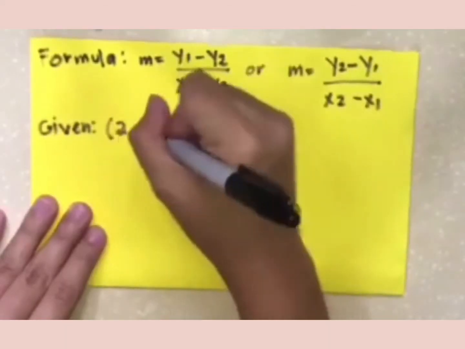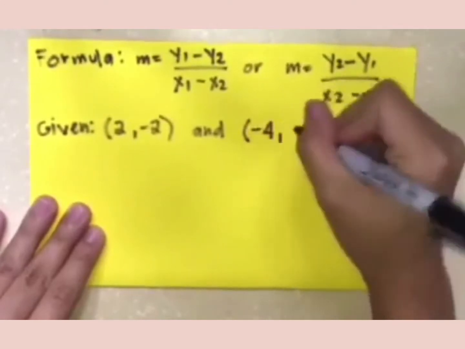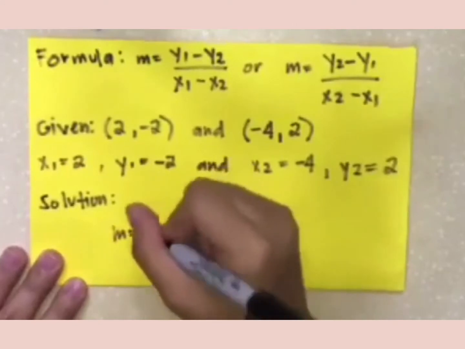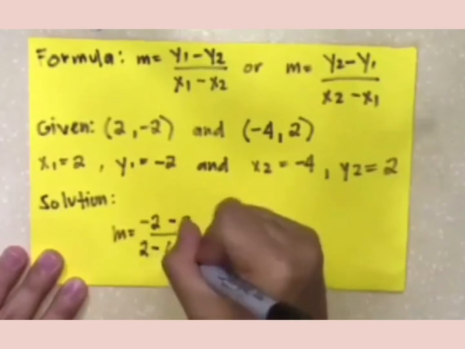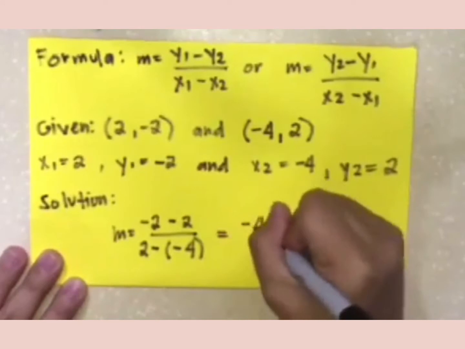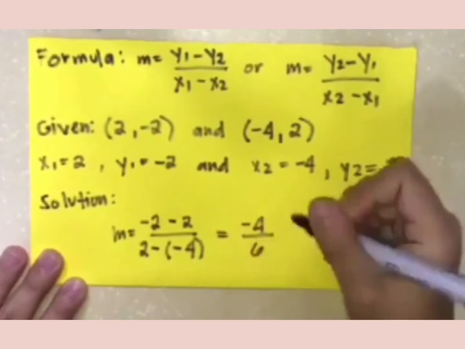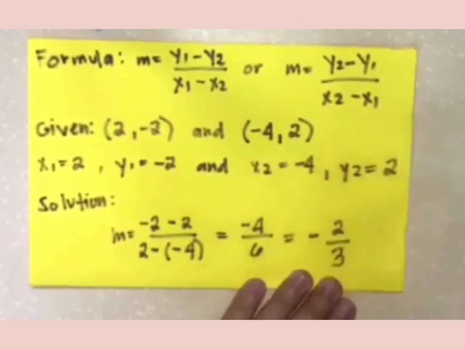Since the slope is positive, the line will go upward to the right. The second example is (2, negative 2) and (negative 4, 2). Identify and arrange the given: m equals negative 2 minus 2 over 2 minus negative 4. Solve the equation. Negative 2 minus 2 is negative 4, and 2 minus negative 4 is 6. Negative 4 over 6 equals negative 2 thirds, and its line will be downward to the right.